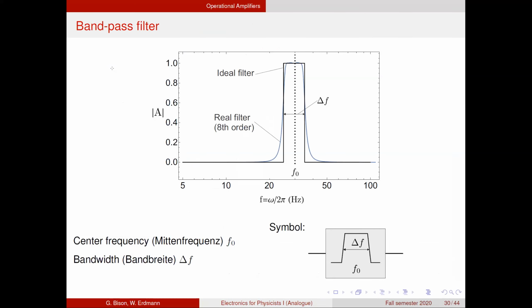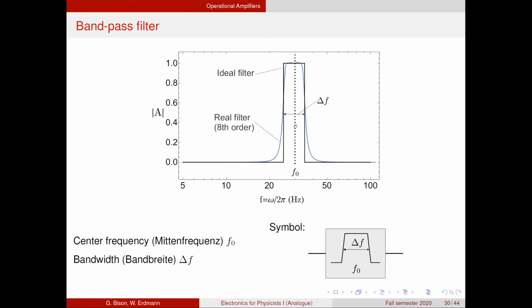Yeah, one last thing I'd like to mention is the bandpass filter. So if you combine a low-pass filter and a high-pass filter, you can cut out one section of frequency that can pass through the filter, and all other frequencies are suppressed. And the ideal behavior, again, is this black curve, where it's simply 0 everywhere except in this band of width delta f, and at the center frequency f0 around the value f0.